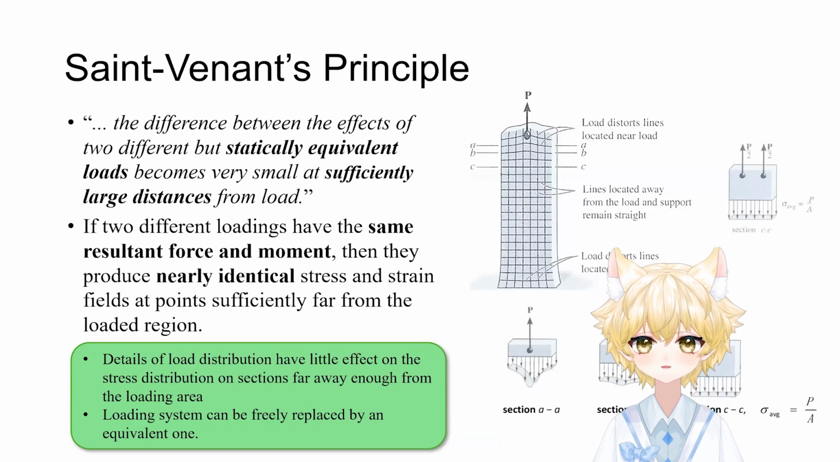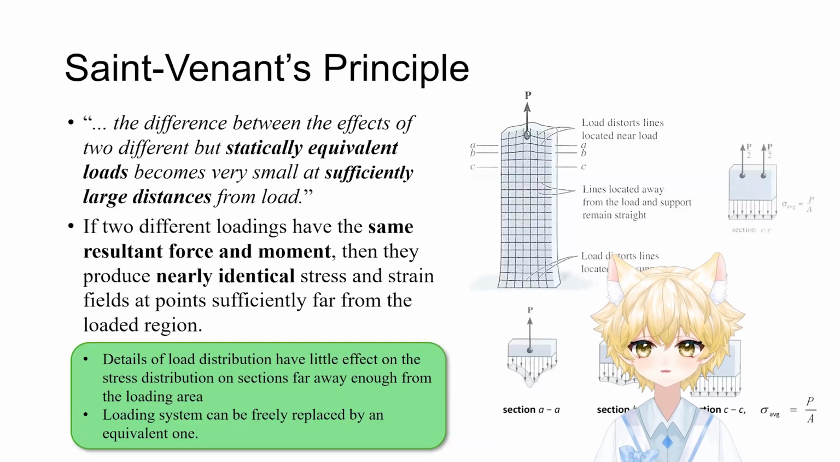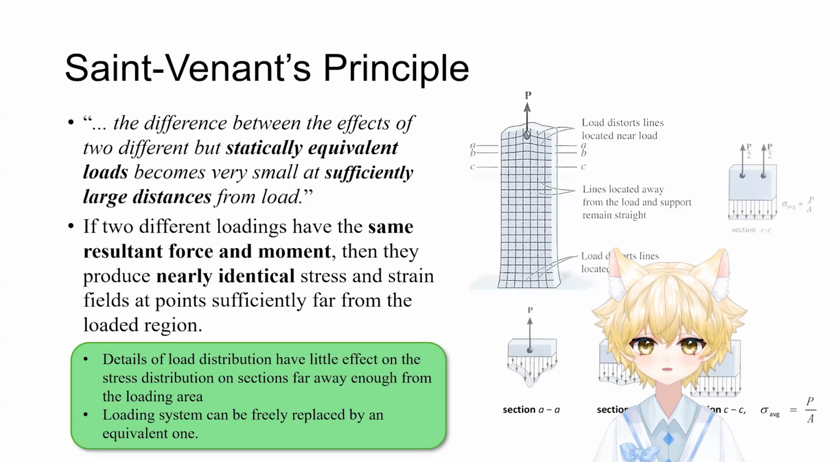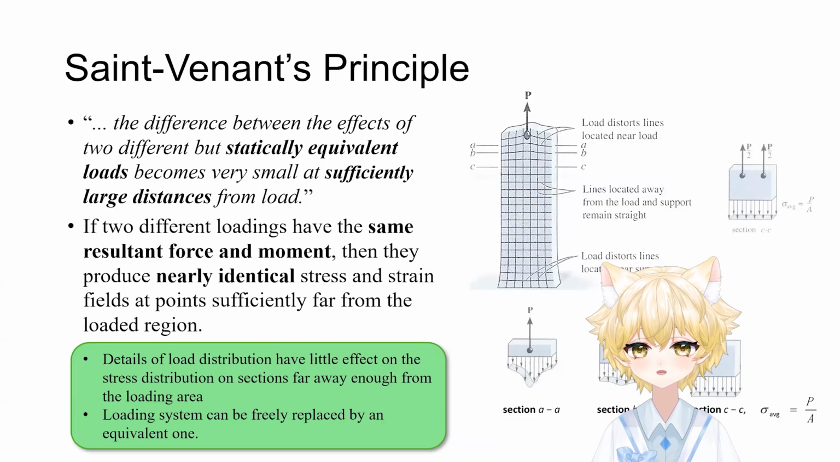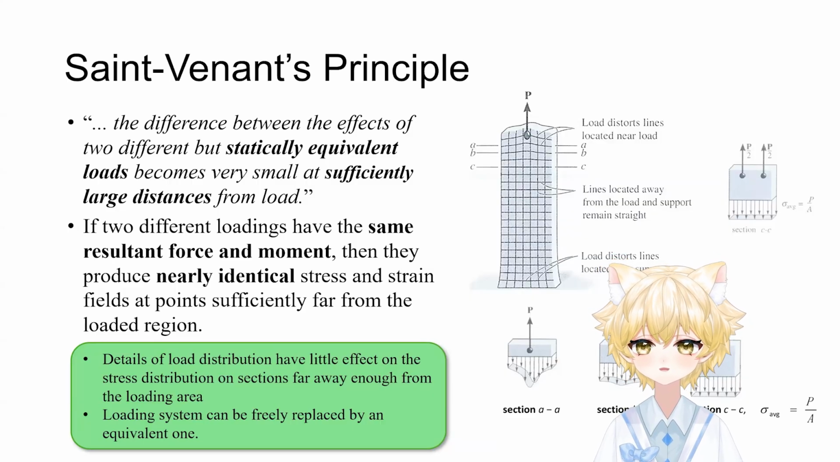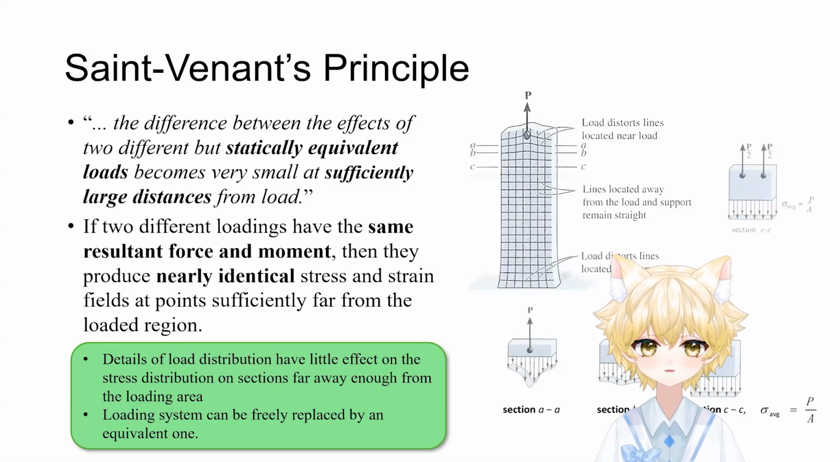If you are looking for the region that is very, very close to the action point of the concentrated load, then definitely P over A, the averaged value, is incorrect. But if you look at some region that is far away enough from the loading point, then it's acceptable. And for engineers, we want this to be as simple as possible. Therefore, we still use this averaged value to make our life easier.